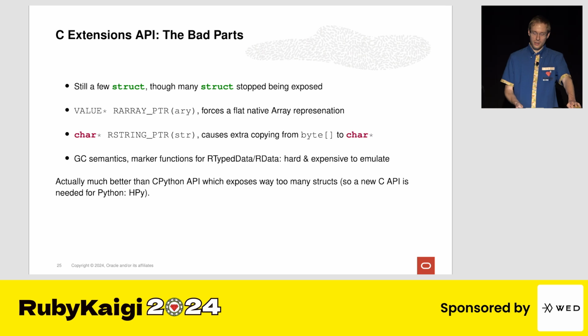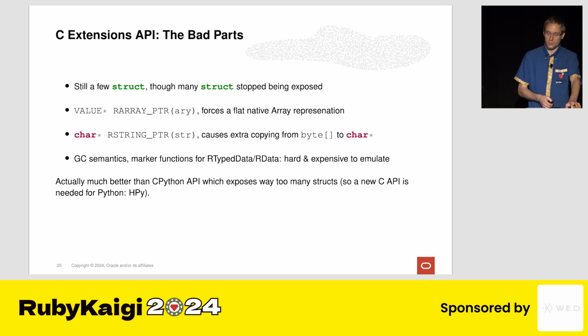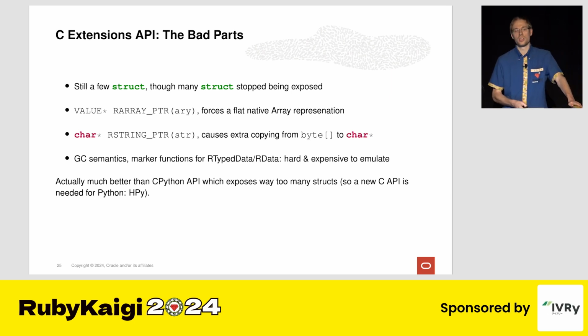So there's still a few structs in the C API, but many of them have been removed over the years. So there's been a lot of progress there, so that's great. And then we have something like RARRAY_PTR. You call this on a Ruby array, and it gives you a pointer to objects as a C representation. This forces a native array representation on top of your existing array representation, which is not ideal. And then, of course, it forces extra handles and copying and so on.